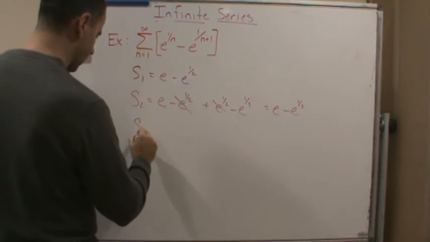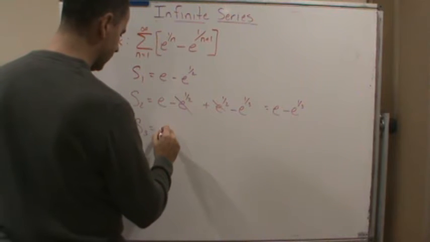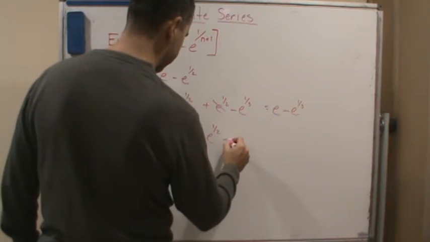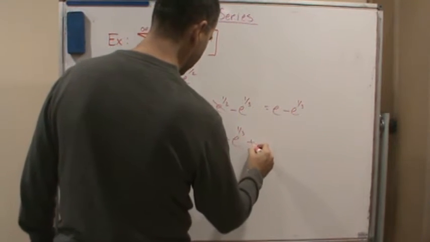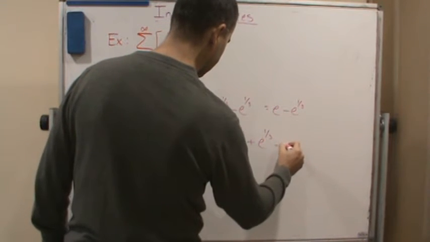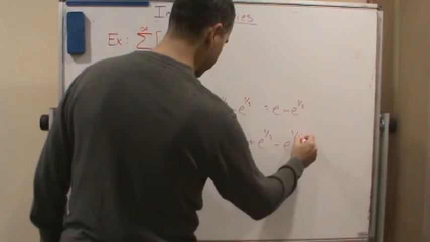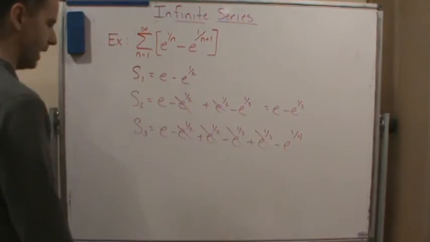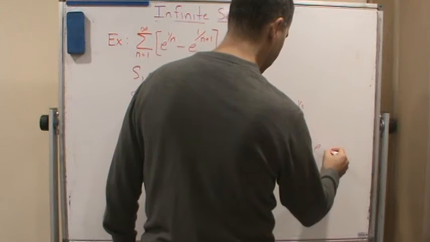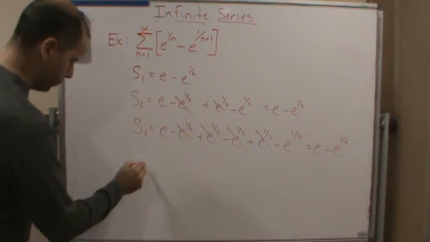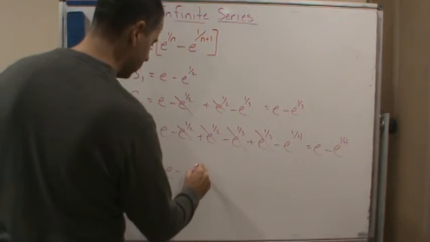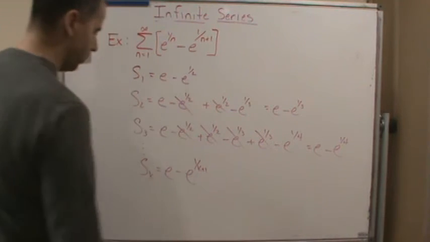Looks familiar. So now S sub 3, you get e minus e to the 1/2 plus e to the 1/2 minus e to the 1/3 plus e to the 1/3 minus e to the 1/4. Notice that again, the middle terms cancel, and you end up with e minus e to the 1/4. So if we keep going, and we go to S sub k, we see that this is going to end up being e minus e to the 1/(k+1).